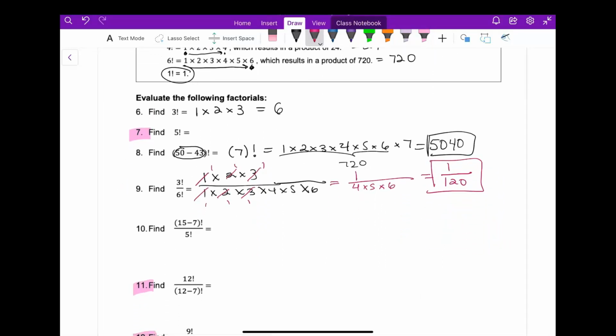Last one, 15 minus 7 factorial divided by 5 factorial. So I'm going to take care of my parentheses first. 15 minus 7 gives us 8 and 5 factorial. I'm down to this fraction, so now I can write everything out and see what's going to be simplified. So I don't have to type all of this into my calculator.